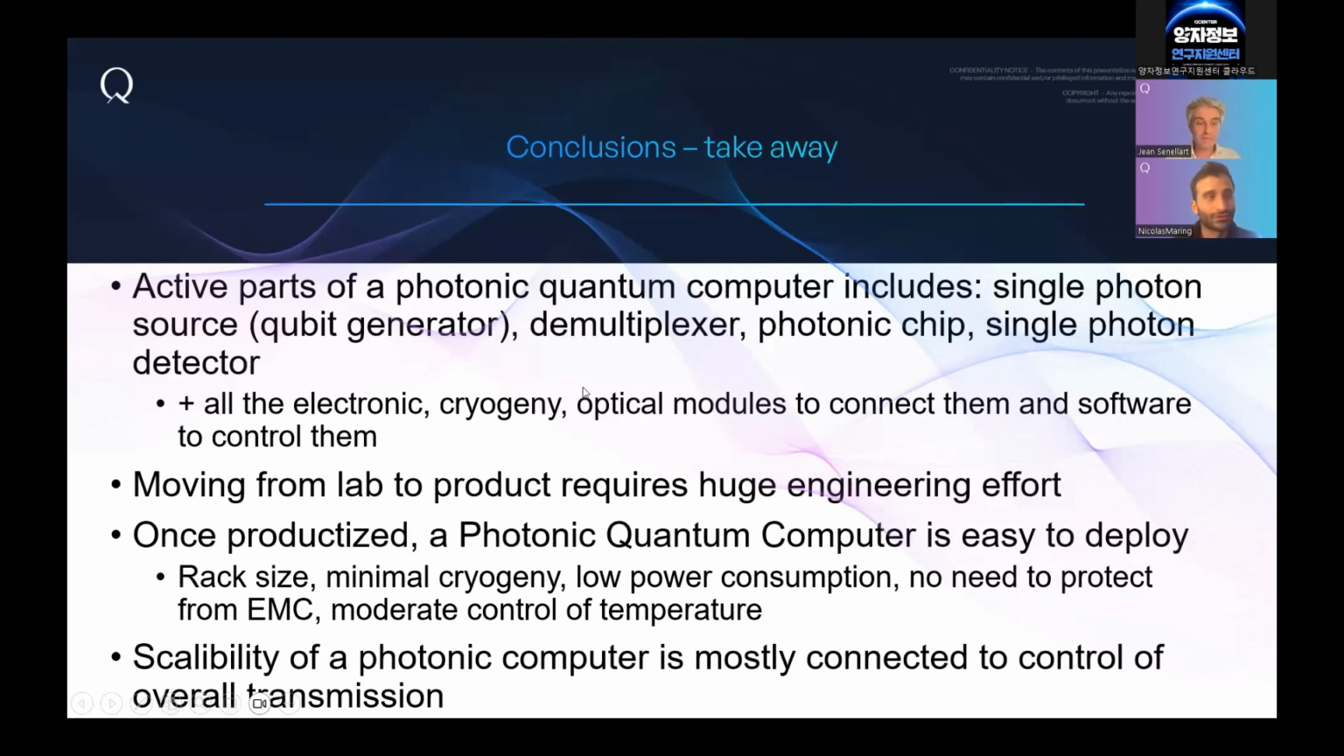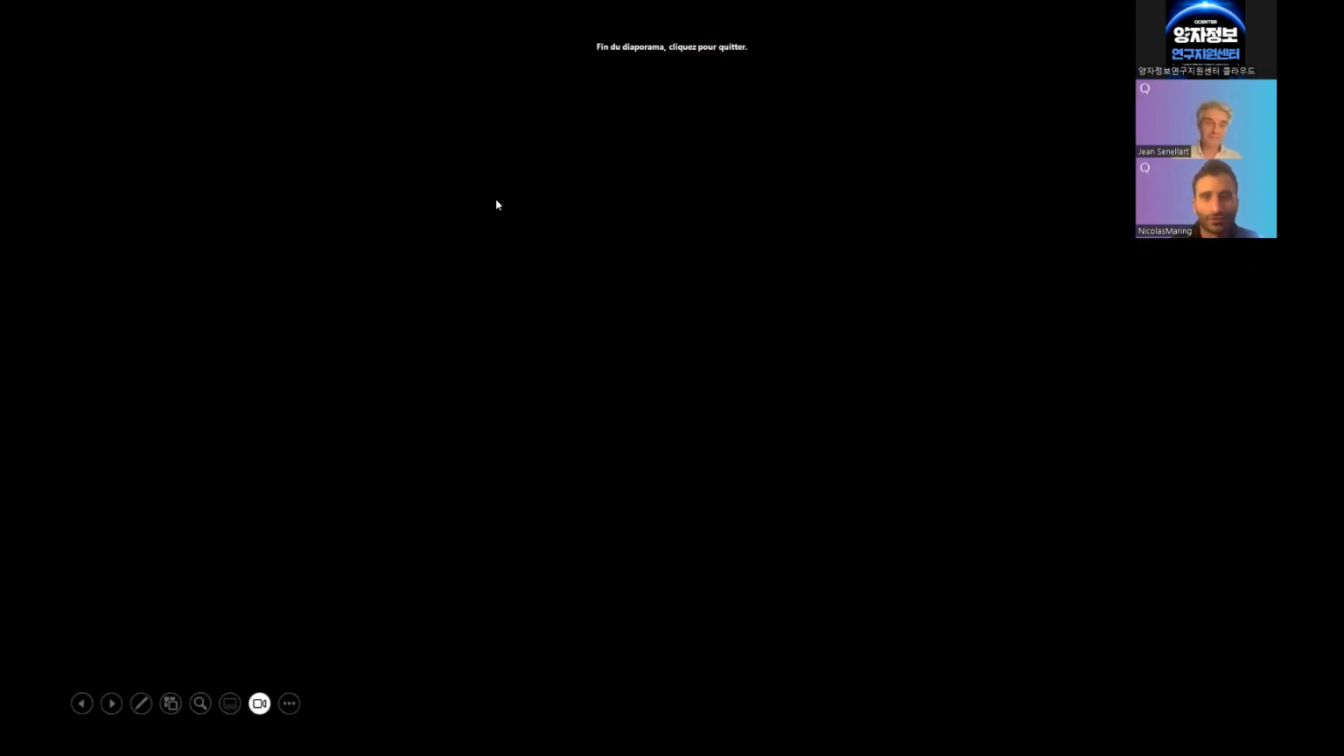So the goal and the next steps are mostly to improve a lot the efficiency and the transparency of these modules, to improve the capability, add more photons, add more capability, for example, generation of directly cluster states and entangled states from the single photon source. So a lot of challenges. Thank you very much, and if you have questions, we'll be happy to answer.